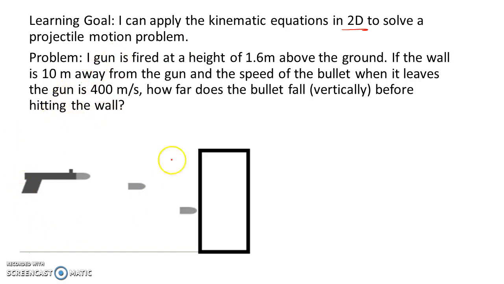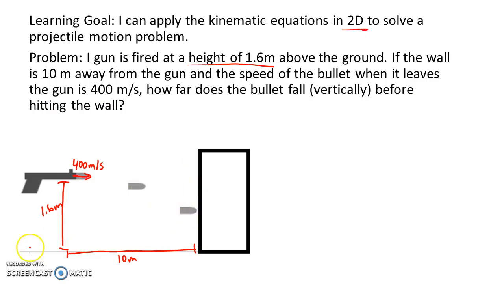Okay, so in this problem we have a gun, and that gun is fired at a height of 1.6 meters above the ground. The wall is going to be 10 meters away. It also tells us the bullet leaves the gun moving 400 meters per second. How far does the bullet fall vertically before hitting the wall?